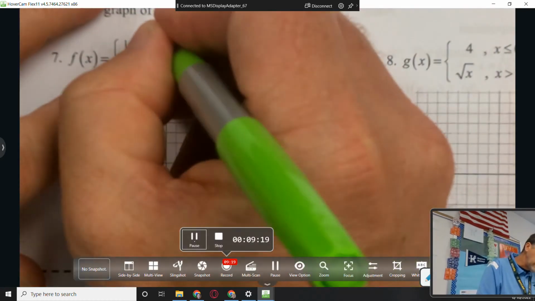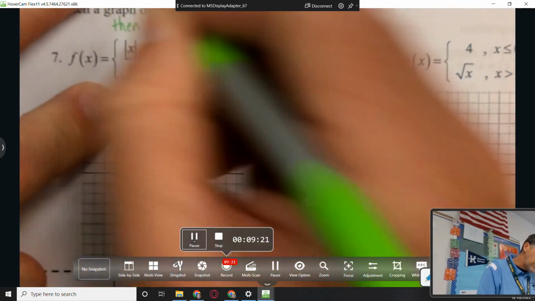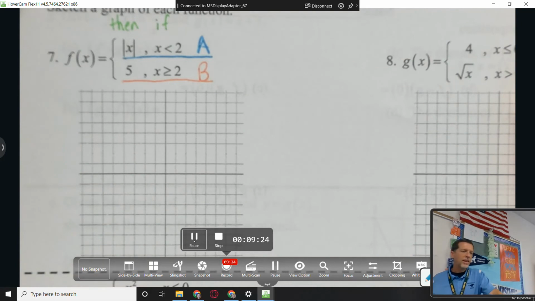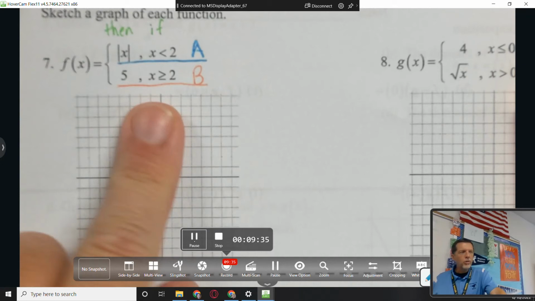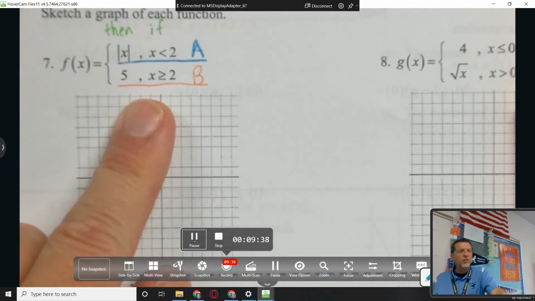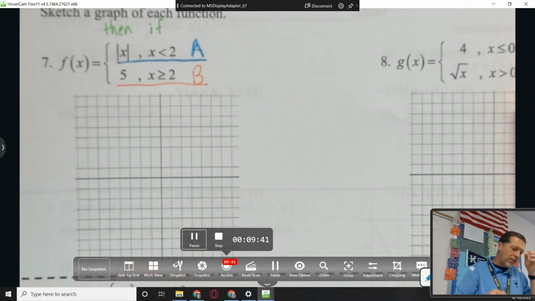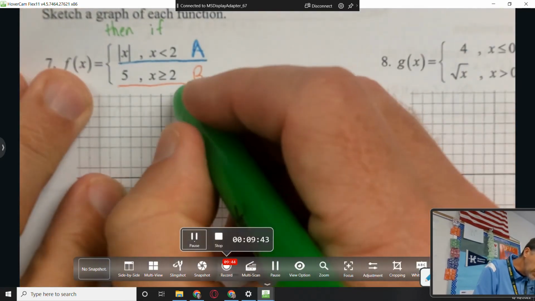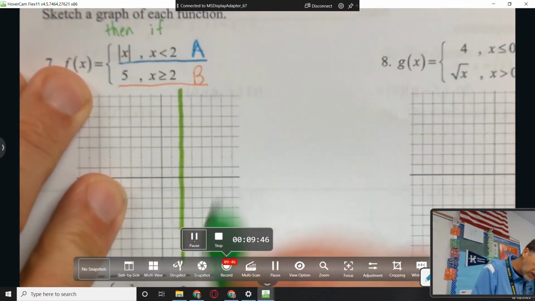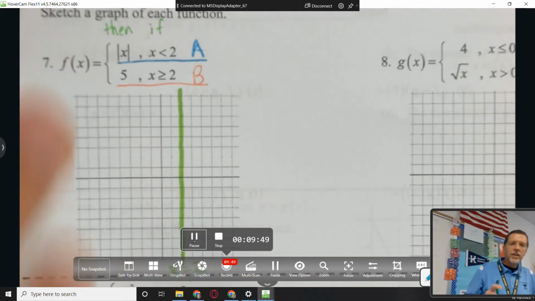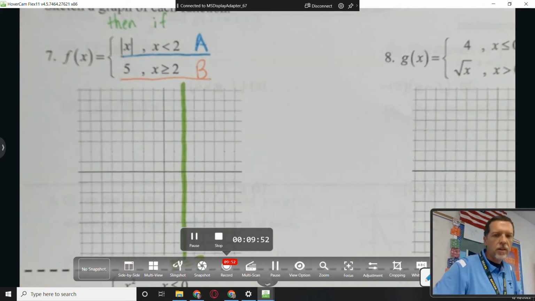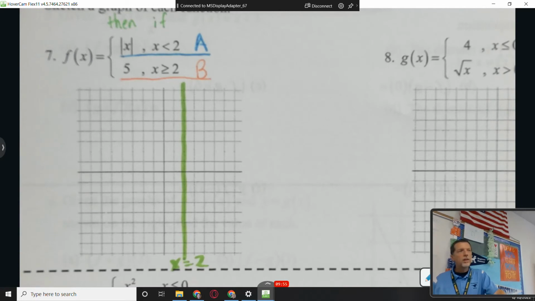And again, I'm going to label it. Maybe a little overkill, but maybe a helpful reminder that if x is less than 2, then I'll graph square root of x. If x is greater than 2, then I'll graph 5. So there's a pretty key value of x going on here at 2, because that's where it changes. So before I graph anything, I'm going to build a wall at x equals 2. Because that's where the change happens. So x equals 2, I'm building a wall.